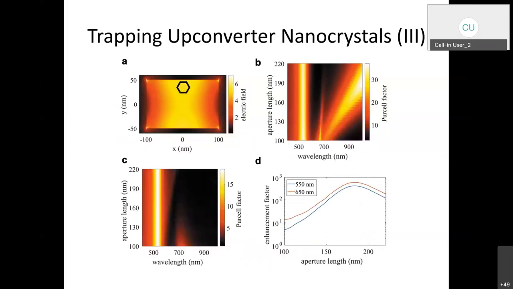Of course, you get enhancement in these apertures, metal nanostructured apertures. In this case, we're using a simple rectangle. And this enhancement can be at the pump-in wavelength, so at 980 nanometers, but it can also be at the emission wavelength of 650 nanometers or 550 nanometers. And overall, the enhancement of this process can be 400 times. So you can get very bright enhancement of these weak erbium optical transitions, and you can make this process a lot more efficient.